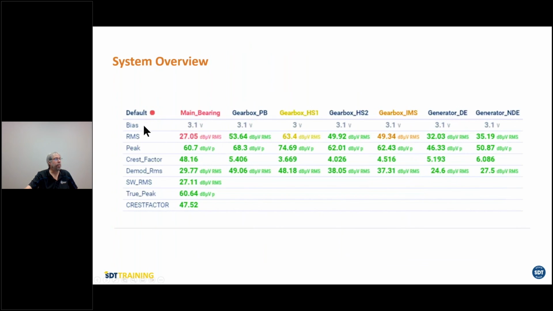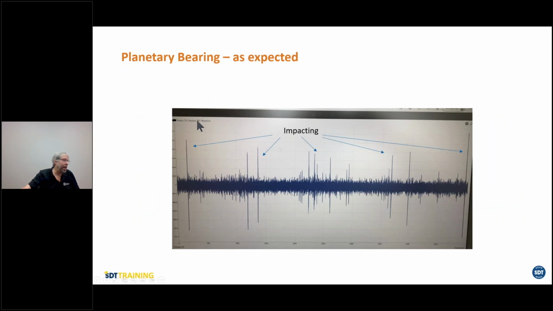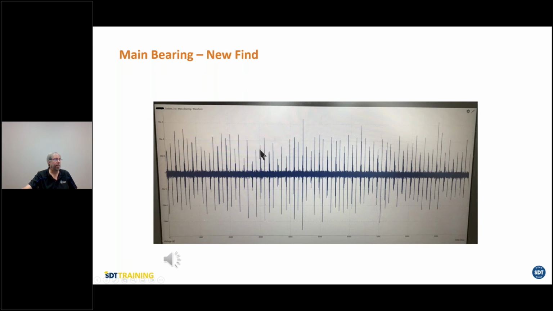In system overview, we see the bias voltage of all our pickups, the RMS mode, the peak, and all that stuff on everything we see. And we can see where it's high, low, and so on with the alarms that we set up. Then you can see, as expected, impact, bang, bang, bang, bang, which of course means we have a problem. And of course, we have this kind of impacting also, which we'll listen to very briefly.